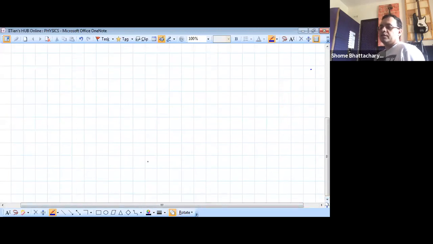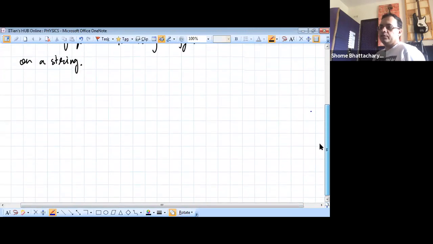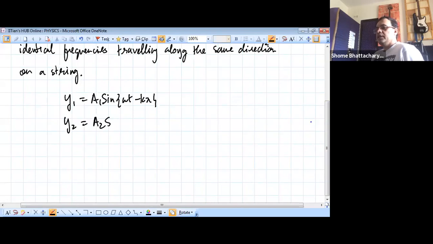So what we saw is that two waves, if you start with a situation of two waves interfering, later we'll discuss multiple. So two waves of identical frequency traveling in the same direction. So let's say one of the waves is designated by this equation, A1 sine omega t minus kx, and the other one is A2 sine omega t minus kx plus some phase difference, say delta phi.